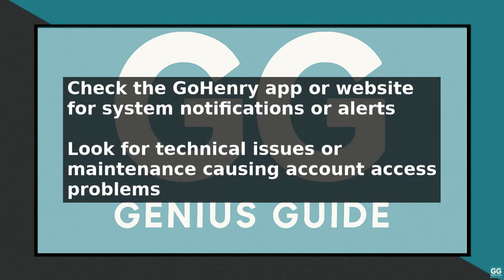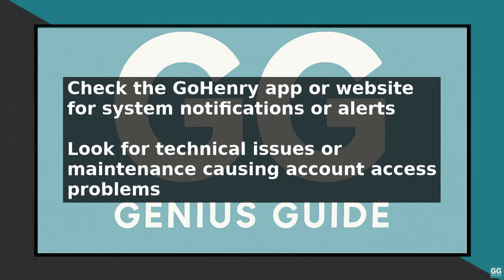Another step is to check the child's spending limits and rules set by the parent. If the limits are too low, or if a specific rule is blocking a transaction, the child may not be able to complete a purchase. Parents can adjust these limits and rules in the GoHenry app.